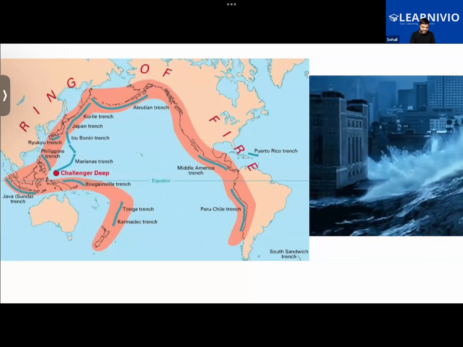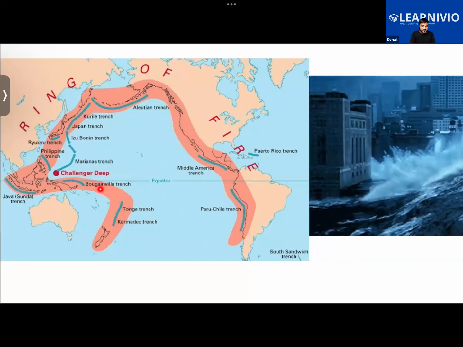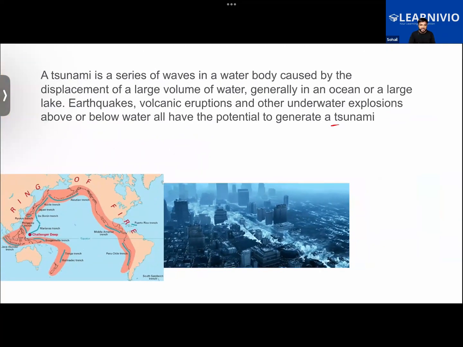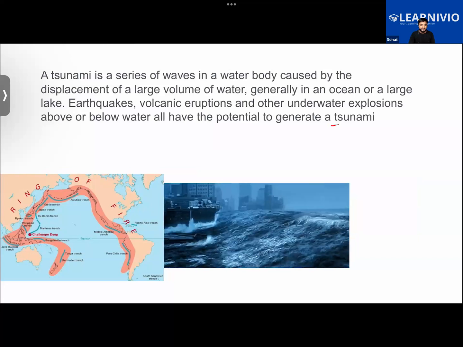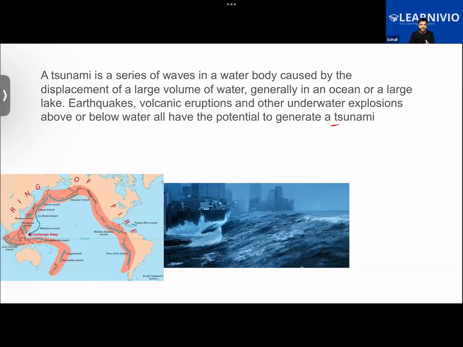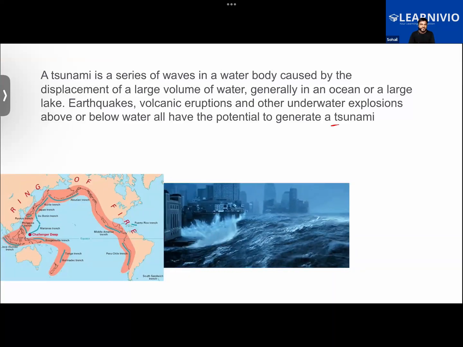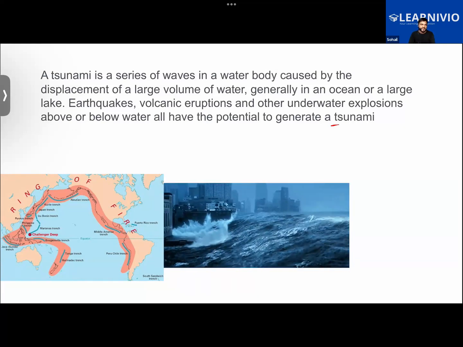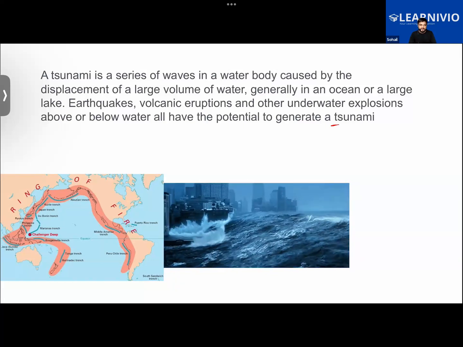So if there are earthquakes and volcanic eruptions here, it is obvious that this will lead to tsunami in this region also. Getting it now? And it is obvious why this is called the Ring of Fire. Whenever there's a volcanic eruption, lava comes out. There will be lava, fire would be there. So that is why this is called the Ring of Fire. Hope it is clear.